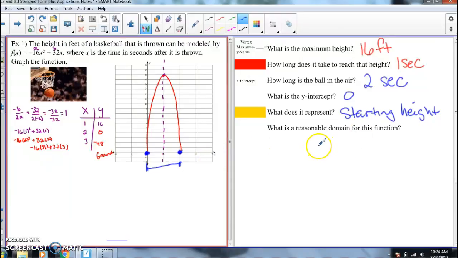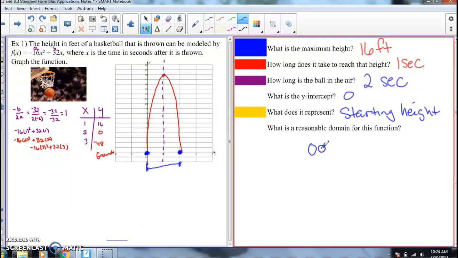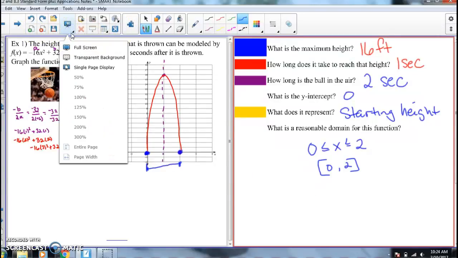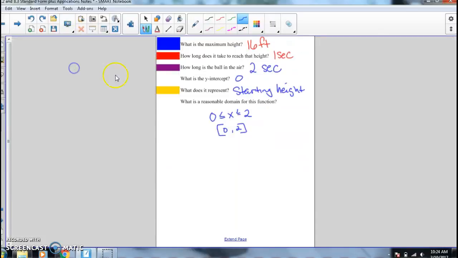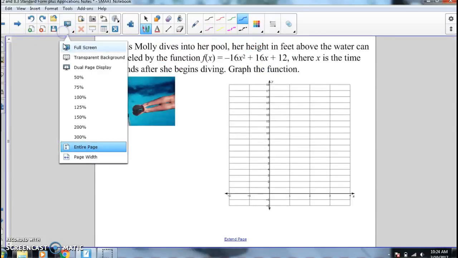So the reasonable domain is x goes from 0 to 2. Okay, another way we write this in algebra is using an interval. It looks kind of like a point. This tells me I'm going from 0 to 2 as well. We'll talk about that more in Algebra 2. I would prefer the inequality for Algebra 1. Okay, so there's one example. Let's go ahead and do the next graph.